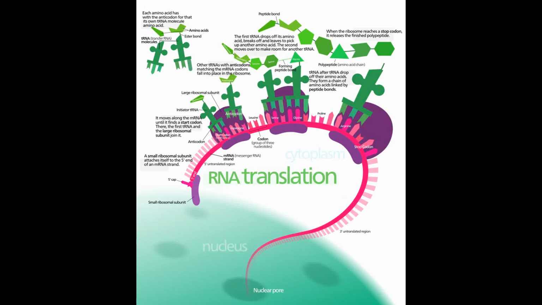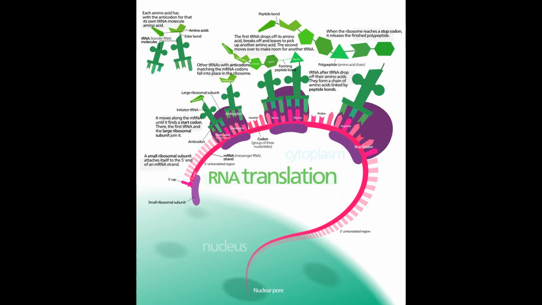tRNA molecules approach the ribosome, and the one with the correct anticodon drops off its amino acid. Hydrogen bonds form between the matching codon-anticodon complex. When amino acids are dropped off, peptide bonds form between the adjacent amino acids. The tRNA, once it has released the amino acid, moves into the cytoplasm to pick up exactly the same amino acid. This continues until the stop codon is reached.